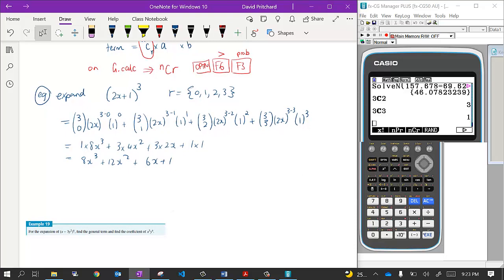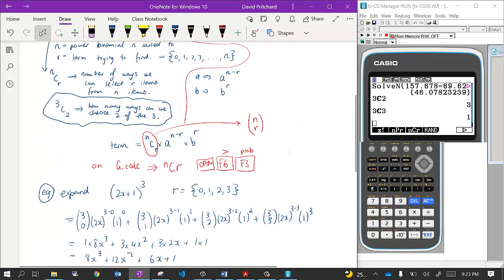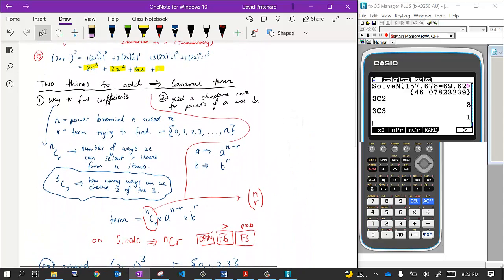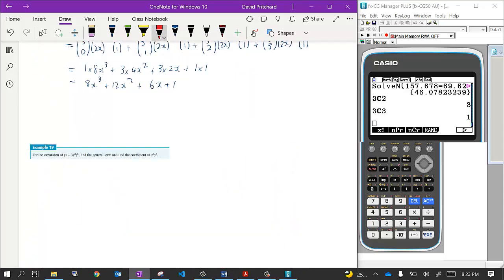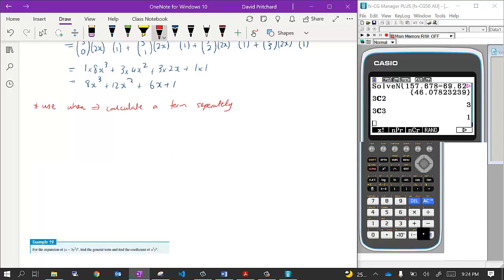So the real question is, why did I bother teaching you this general rule? We want to use this when we want to calculate a term separately. Okay, so really easy example. For (x + 2)^10, find the fourth term. All right. So really, we just need to be able to work out the little bits and put it together.